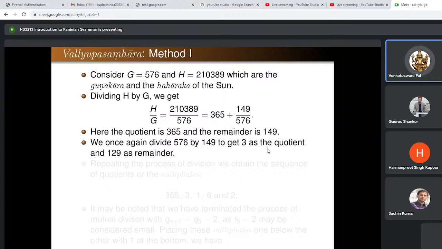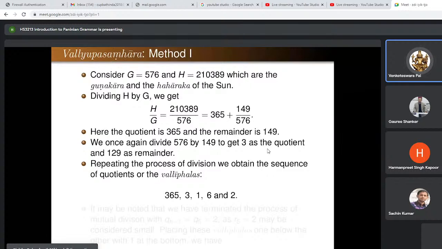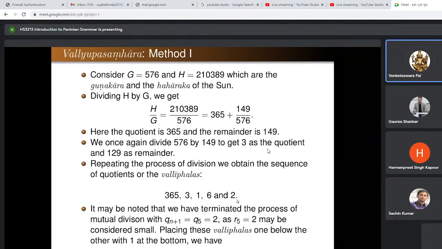We once again divide 576 by 149 to get 3 as the quotient and 129 as the remainder. So now repeating the process of division, we have the Valliphalas, or the successive quotients, 365, 3, 1, 6 and 2. It may be noted that we have terminated the process. You can terminate the process at any point where you feel that the remainder is minimum. So here we have terminated the process at q5 equals 2, and in that case r5 is 2.